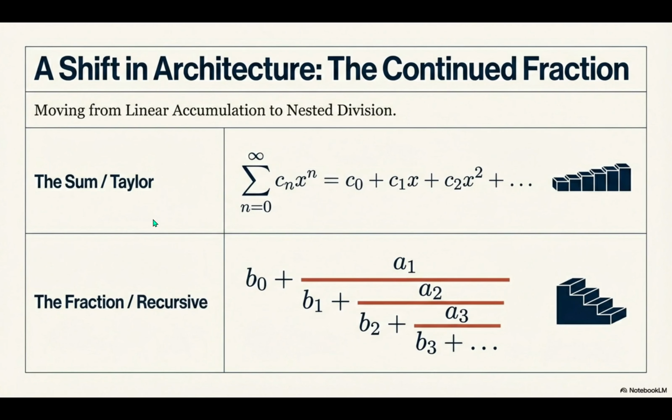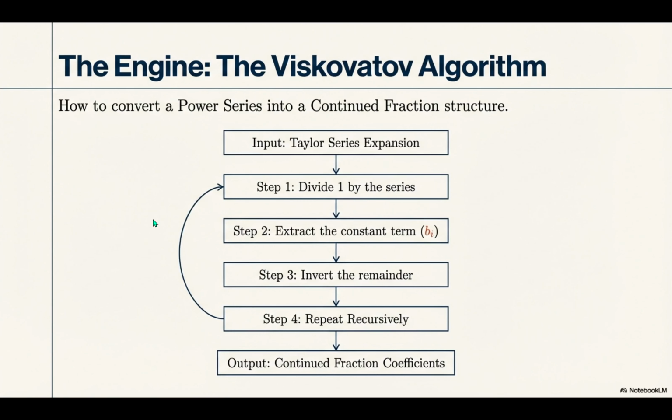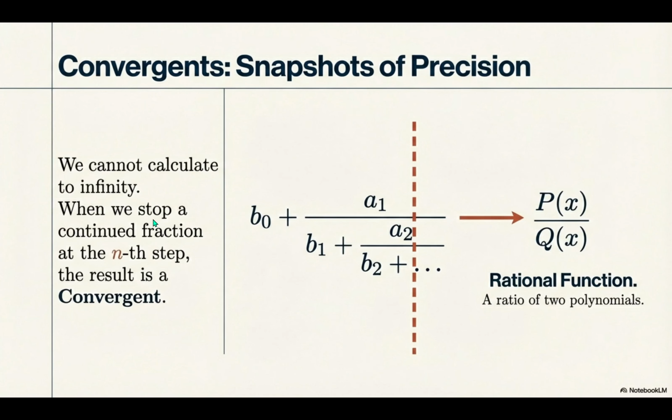Which brings us to our first section, a shift in architecture. We need a new way to build these approximations if we want to see the cliffs. The notes contrast linear accumulation with nested division. This is the key mental shift. With the Taylor series, you're doing linear accumulation. You're just stacking bricks side by side. One term, then the next, then the next. A horizontal expansion. Yes. But the alternative, the continued fraction, it looks completely different visually.